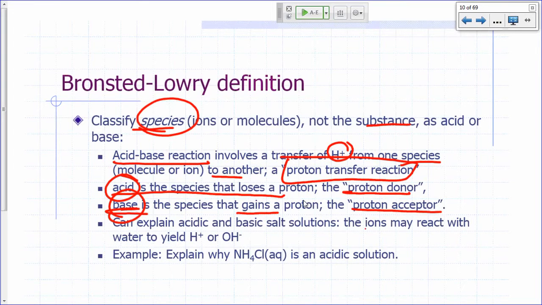This allows you to explain acidic and basic salt solutions as we showed earlier. Essentially, how does this explain it? The ions may react with water to form H+ or hydroxide. What did we say happened, for example, to an ammonium salt? One of these hydrogens can transfer as a proton to a water molecule, giving you hydronium ion. And what did we say happened to a carbonate ion? A proton from a water molecule can hop onto this carbonate ion, leaving behind a hydroxide. So that's the Bronsted-Lowry definition.